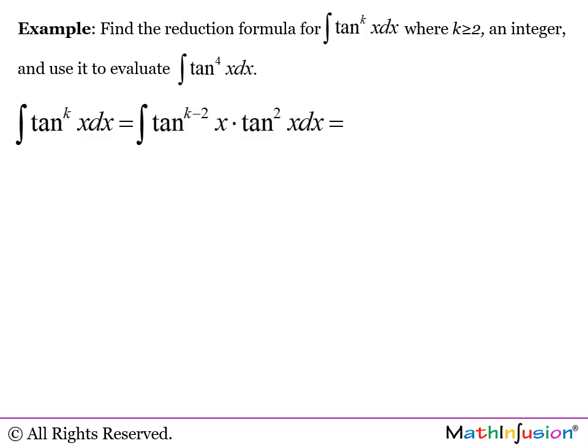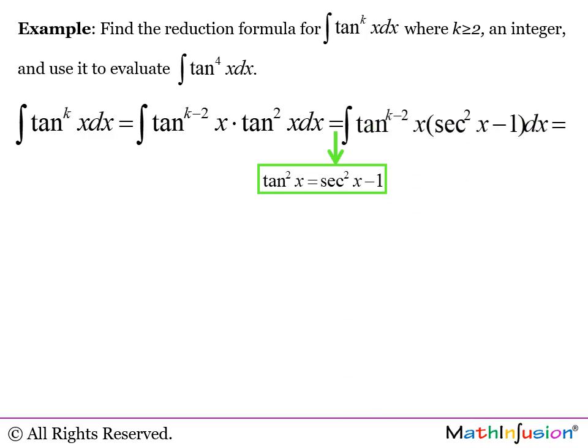We will start again as we did with secant to the power of 2kx by breaking down the exponent to k minus 2 and 2. We are almost going to go back and do the same trick. I'm going now to rewrite tangent to the power of 2x as secant to the power of 2x minus 1. Now we will distribute tangent to the power of k minus 2x.